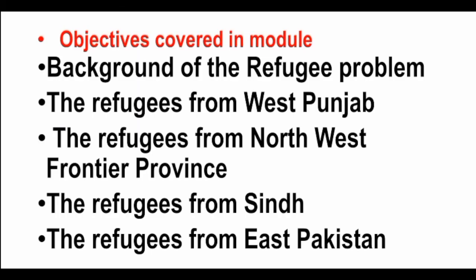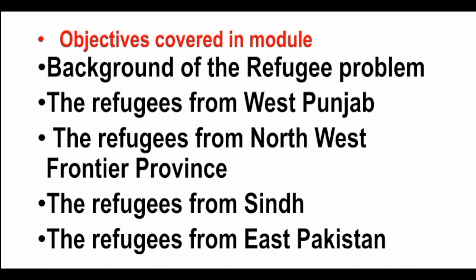We have discussed in this module the background of the refugee problem, where we discussed the meaning of the word refugee, that a refugee is a person who has to leave his country because of fear of being killed in his own country. This fear could be because of war or civil war. We have discussed the refugees who came from West Punjab and how the government of Punjab, in cooperation with the central government, tried to rehabilitate the people.